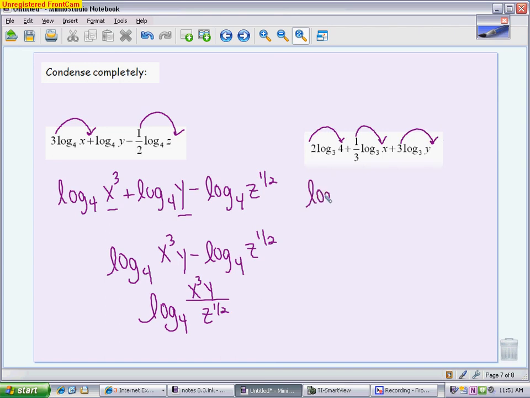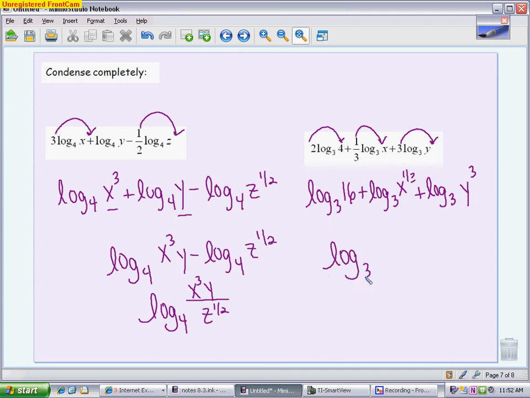So I have log base 3 of 4 squared, which is 16, plus log base 3 of x to the 1/3, or you could write it as the cube root, plus log base 3 of y cubed. Now when I put it together, everything's being multiplied, which means when I write my single log, it's going to be written as a product.